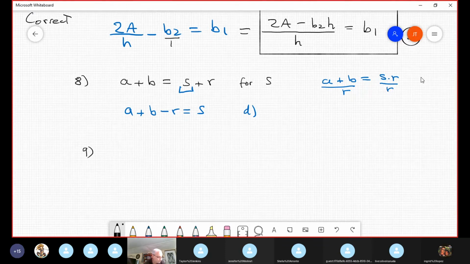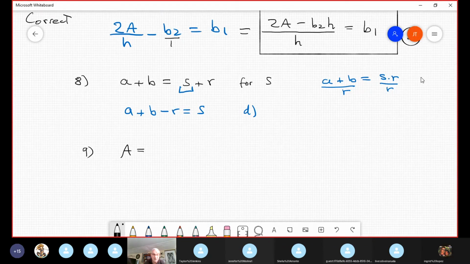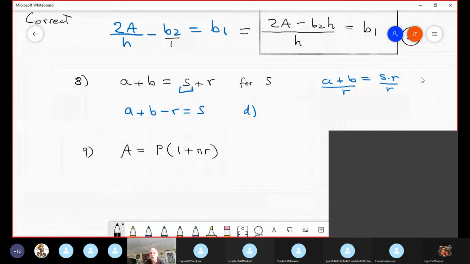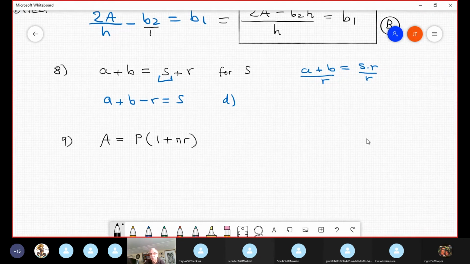Okay? Number 9 is a famous formula in finance. This is a formula, guys, that states the relationship between the variables. P represents the principal. When you ask for a loan, P represents the amount of money. Now this is the time.